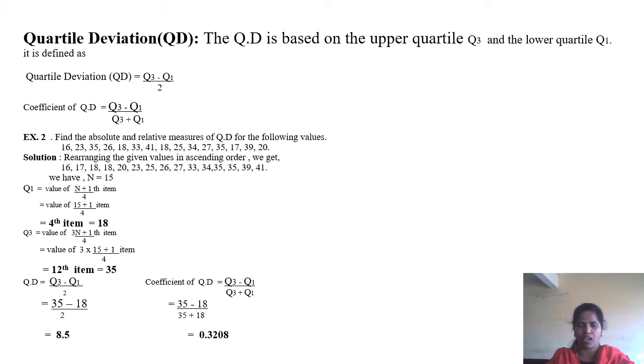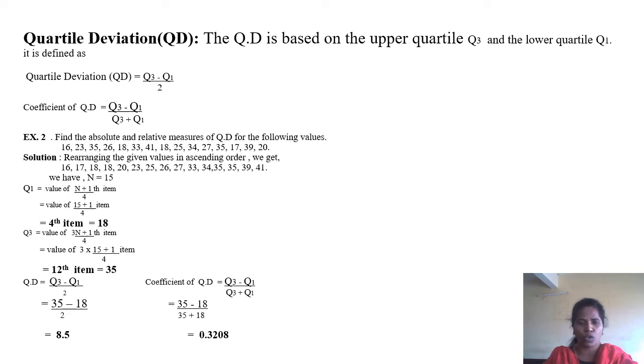On this basis I will take one example here. Find the absolute and relative measures of quartile deviation for the following values. These values are 16, 23, 35, 26, 18, 33, 41, 18, 25, 34, 27, 35, 17, 39 and the last one, 20.